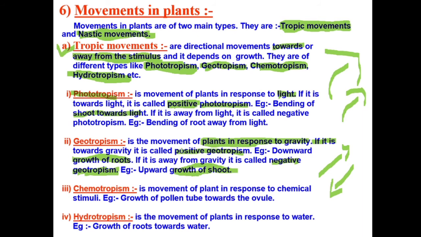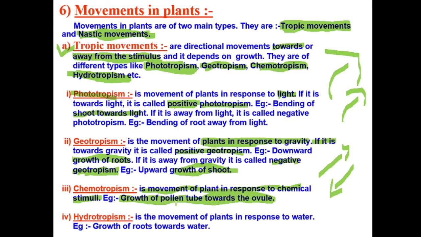Okay, chemotropism is a movement of plant in response to chemical stimulus. This is seen where? When the pollen tube grows towards the ovule. This we'll understand when we go to the reproduction chapter.